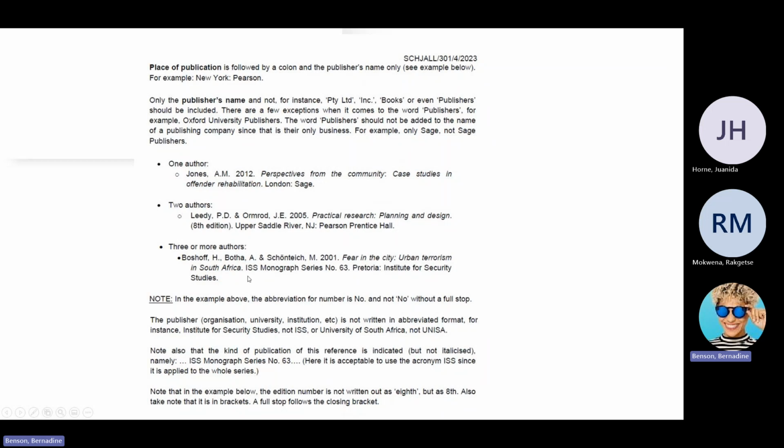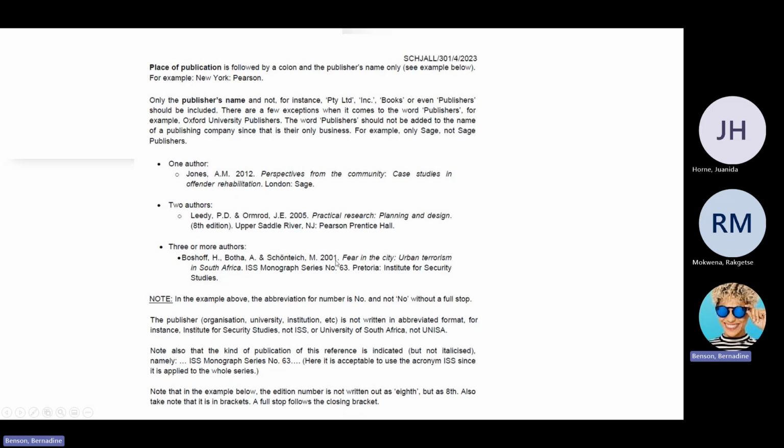There are now 3 authors there. So this is the example I gave you. Let's look at this. Boshoff, comma, space, big H. That's the initial, full stop, comma, space. Second author, Botha, comma, space, capital A. That's the initial, full stop, and then the ampersand. And then space, Shontai, the third author, comma, space, big M, full stop, space.